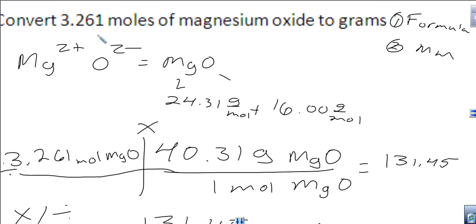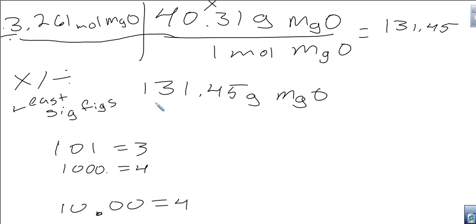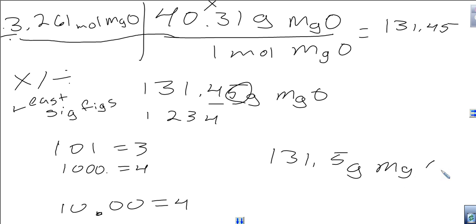The other thing is, whenever we're counting up sig figs, we only count the stuff that is in the original problem. Okay? We don't count this part right here. This part doesn't count for sig figs. That part doesn't count for sig figs. So in our original problem, we have 4 sig figs. So we're going to round this to 4 sig figs. So underline, circle. 131.45. Since this number is 5 or greater, we're going to round this to 131.5 grams MgO.